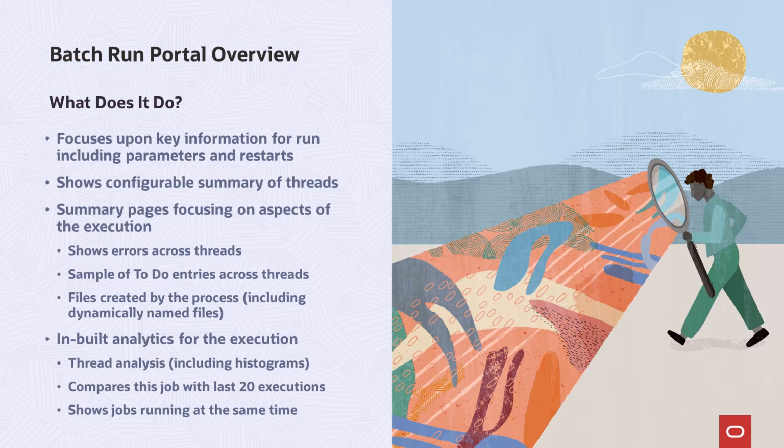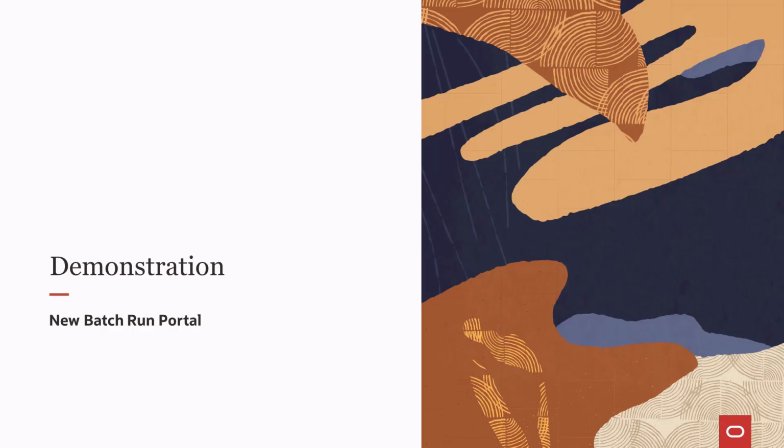Inbuilt analytics to help perform common analysis for the runtime are now included, such as thread analysis including histograms to highlight data skew issues, comparison of this execution with the last 20 executions to visually detect anomalies, and also to show jobs that were running at the same time to see if capacity issues became a factor in the execution time. Now let's take a look at the new batch run portal.